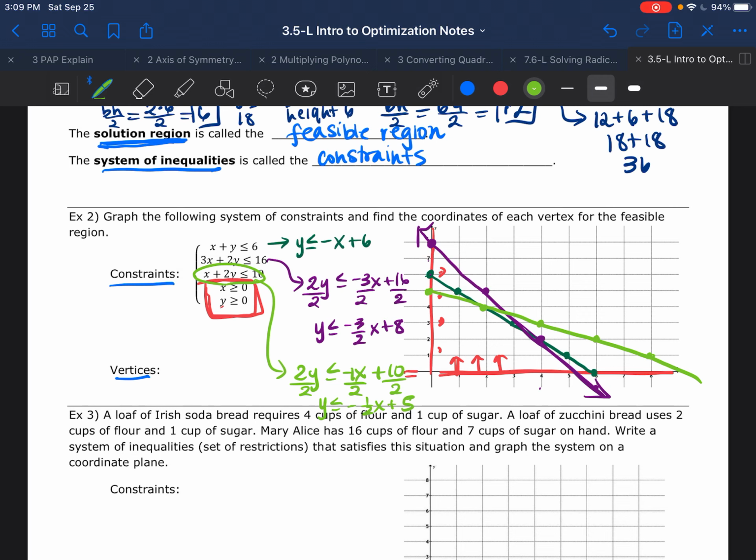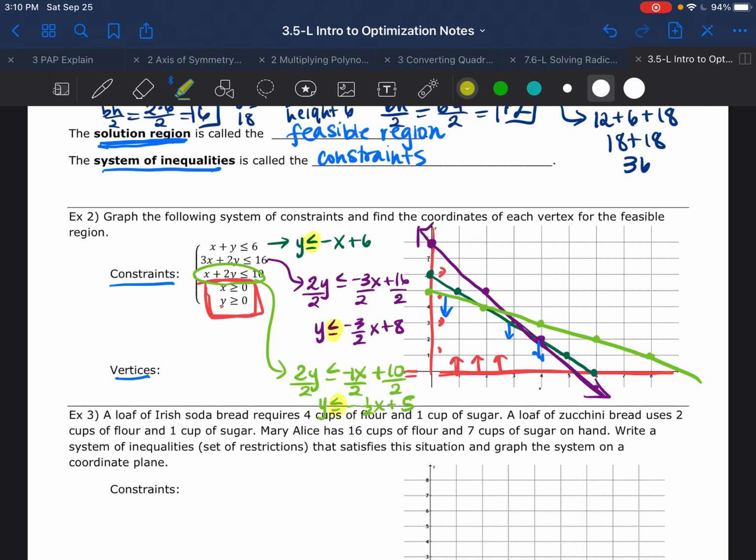Okay, and so for all of these, they are all less than signs. Less than or equal to, less than or equal to, less than or equal to. And so for my shaded region, we need to shade below all of them. And so below the green, below the dark green, and below the purple. And so that puts us in this region right here. Let's get a highlighter.